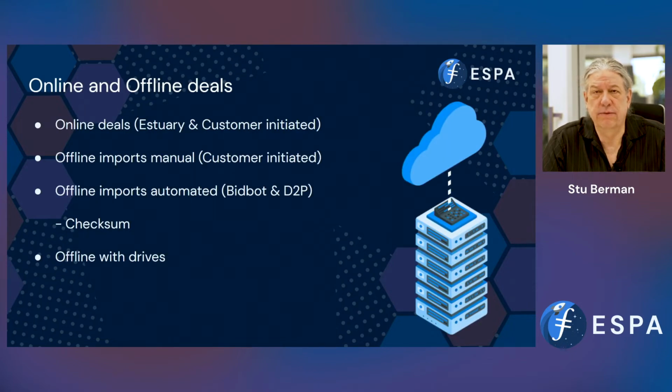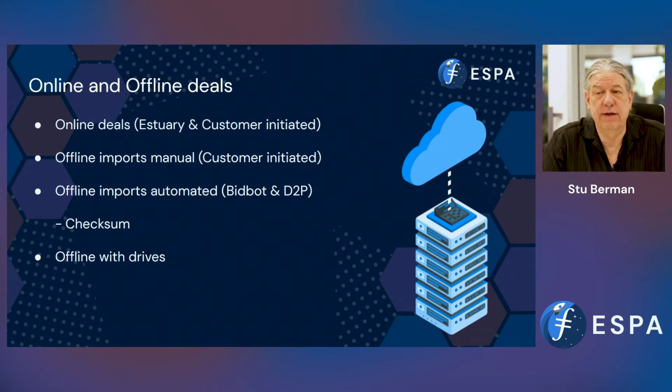The general types of deals that are done are classified as either online or offline. And I'll briefly describe what that means. Online deals use the embedded Lotus Graph Sync protocol for transferring files from clients through the internet. Offline deals, however, use Lotus to accept or reject deal proposals, but then they do not use Lotus to actually transfer the data. Once the data is transferred, however, the Lotus import function is used to ingest the CAR file into the system. Now, offline deals can be manually handled or automated.